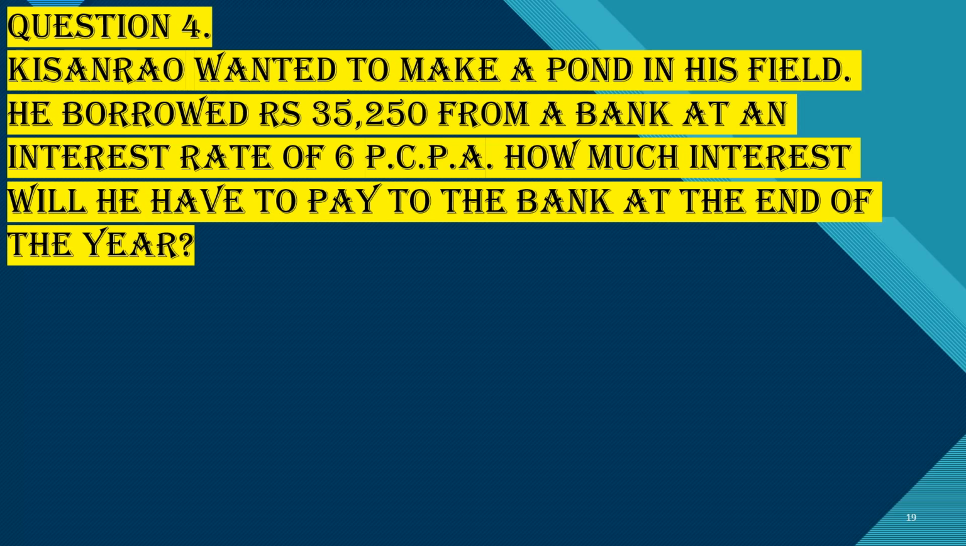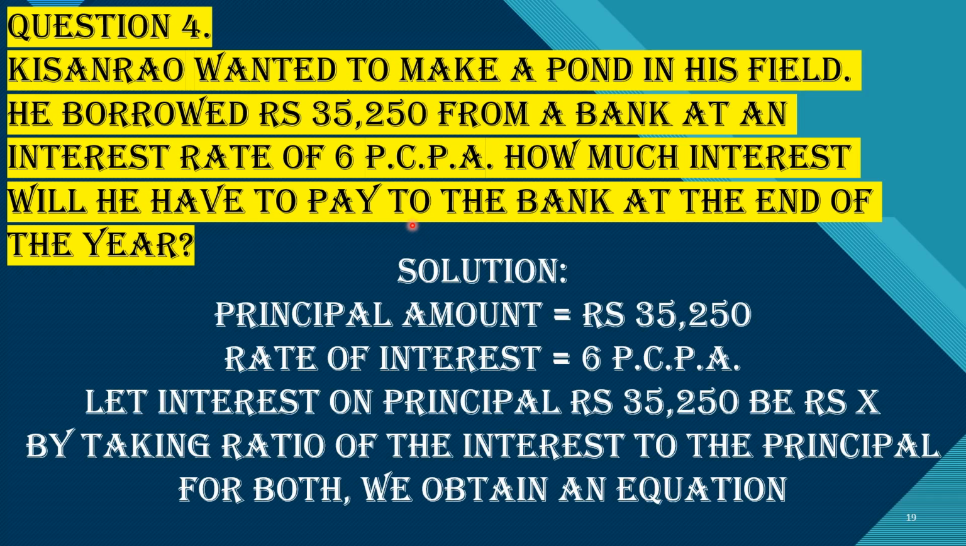Question number 4. Kisan Rao wanted to make a pond in his field. He borrowed rupees 35,250 from a bank at an interest rate of 6 PCPA. How much interest will he have to pay to the bank at the end of the year? So let's find out. Here the principal amount is 35,250, rate of interest is 6 PCPA.